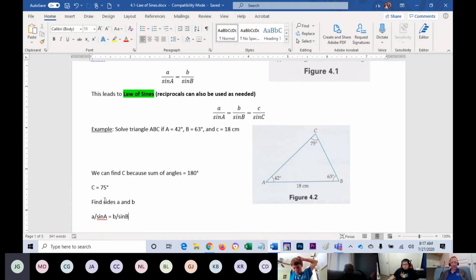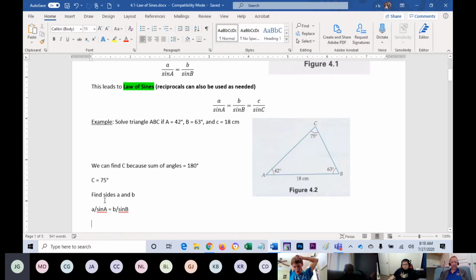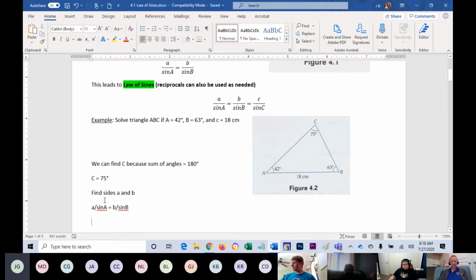Then it's gonna be 42 over. Actually, let's not use B over the sine of B. Let's use C over the sine of C. Okay. It'll make our lives a lot easier. It's gonna be 42 over the sine of A, but I don't know how to get the sine of A. So we don't know what A is, right? But we know that the sine of 42 equals C over sine of 75.